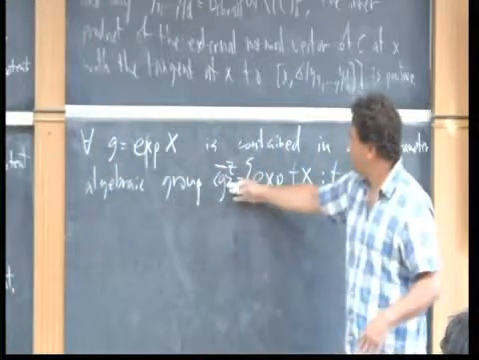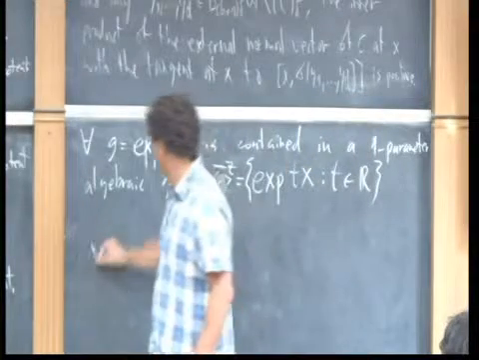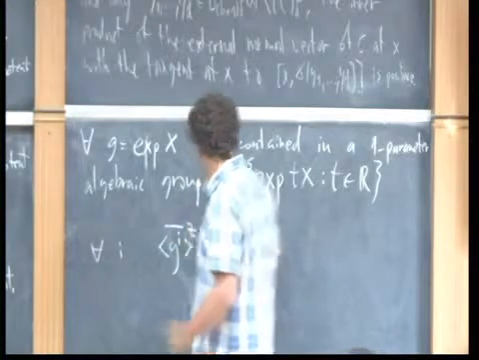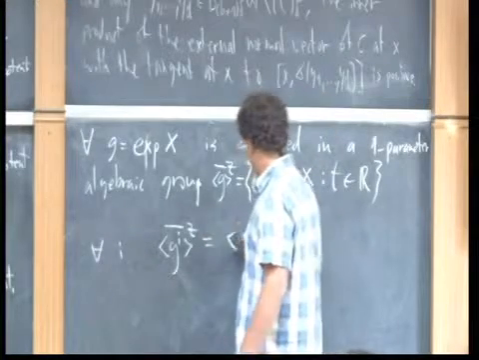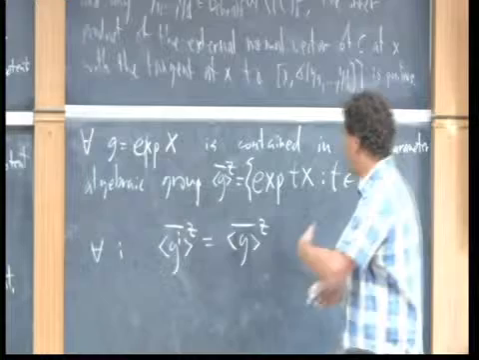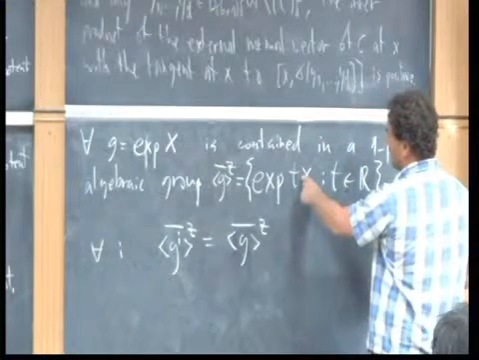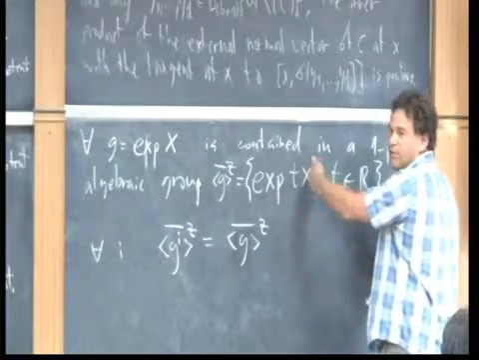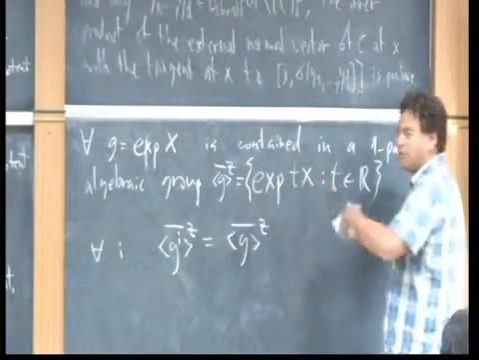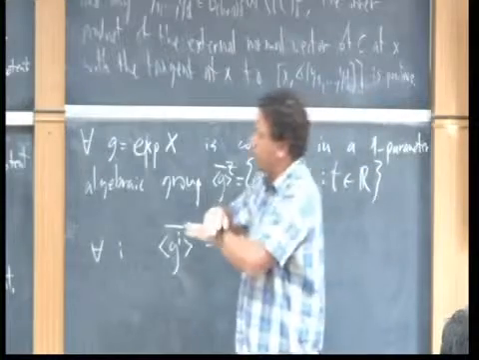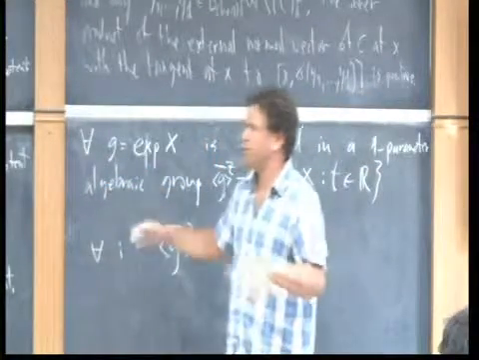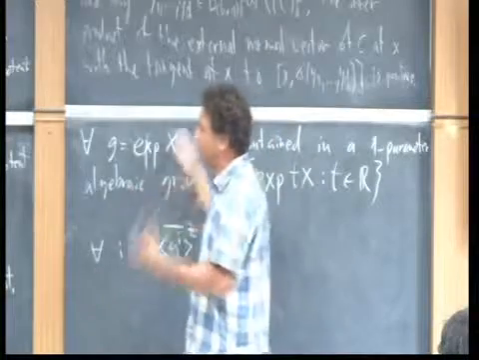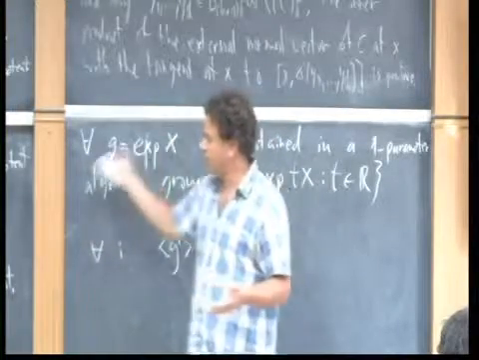So you see that for every i, the Zariski closure of G to the i is exactly the same group as the Zariski closure of G. If you replace G by G to the i, you just need to replace X by iX, and it doesn't change anything. So there is a one parameter group which is well defined and contains X and contains G, and it's the same group if you replace G by a power of it. And every connected unipotent group which contains X also contains this one parameter group.